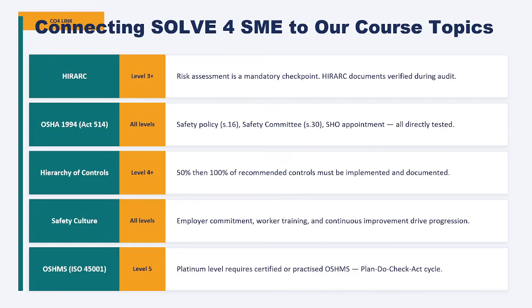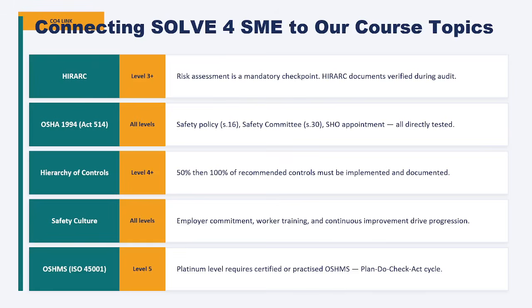Hierarchy of controls. At Level 4, 50% of the recommended control measures from the risk assessment must be implemented. At Level 5, it must be 100%. This directly tests whether companies are applying the hierarchy of controls: elimination, substitution, engineering controls, administrative controls, PPE.